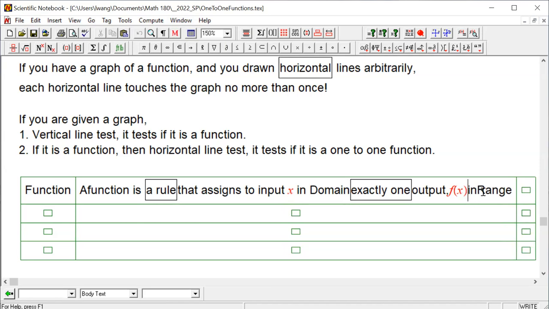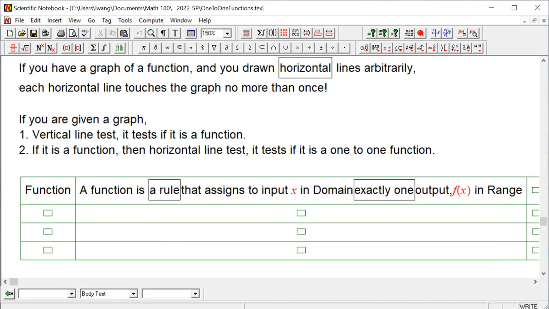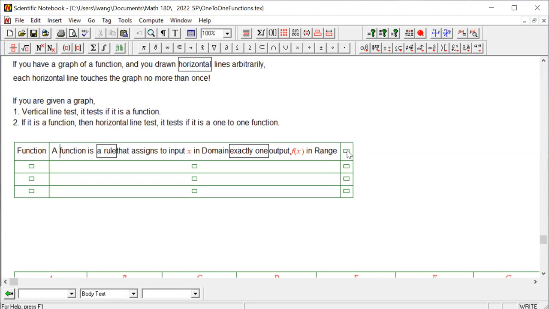The word exactly one is super important. Now we realize, a function is like that. Let me make the font a little bit smaller. Oops, it doesn't move for me. A rule. There, okay. So that rule.